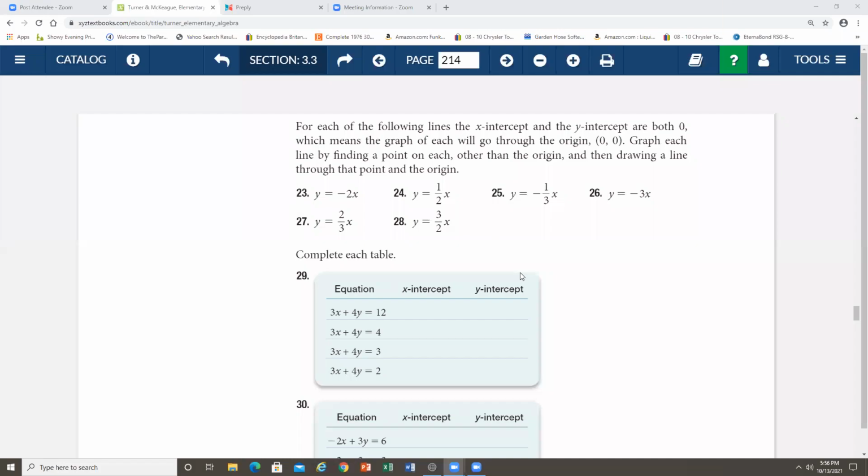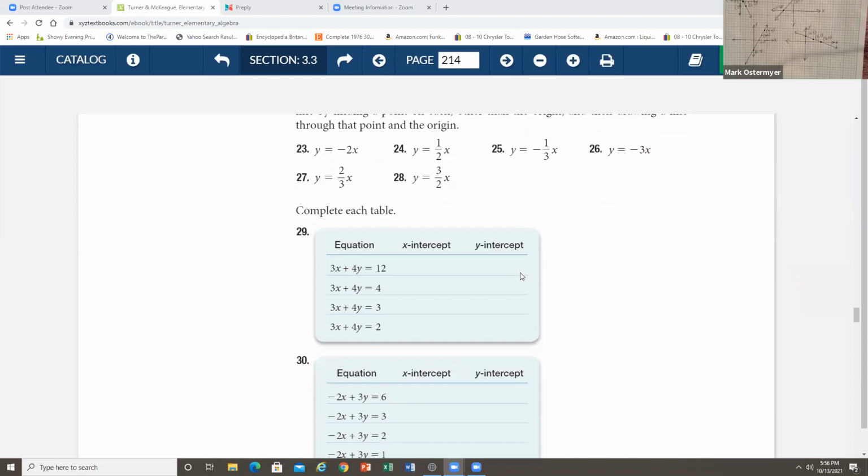All right, let's move on. Now here, with these problems, 23 through 28, they want us to find the x and y intercept and then graph these equations. Let's choose a problem here. It doesn't matter which one, they're all pretty much similar. I'll do problem number 28 here. The equation is y is equal to 3/2 times x. And they want us to compute the x and y intercepts for this linear equation.